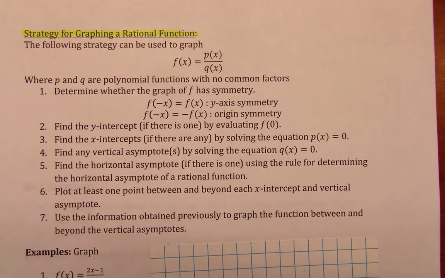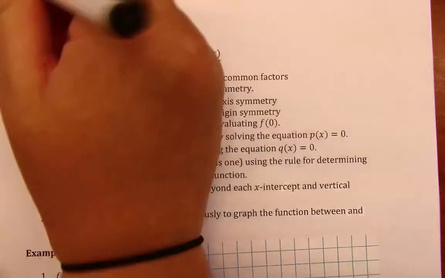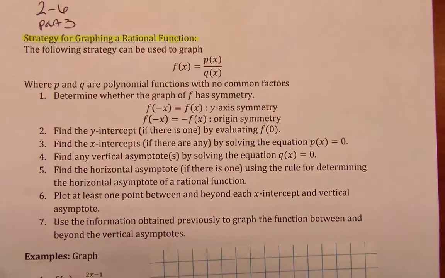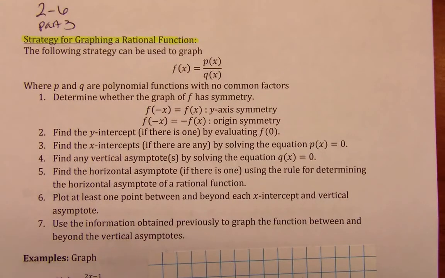All right, so this is part 3 of 2-6. And we're going to now talk about graphing rational functions that don't follow quite as nice of a pattern. We're going to look at 3 examples of different rational functions that we can graph.